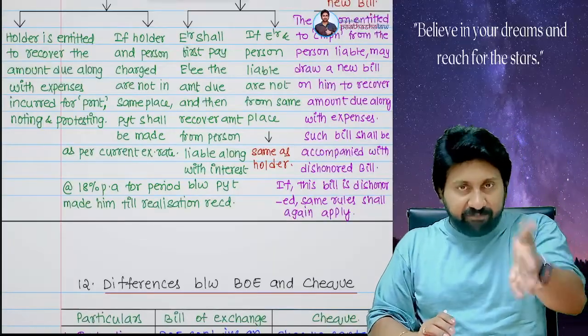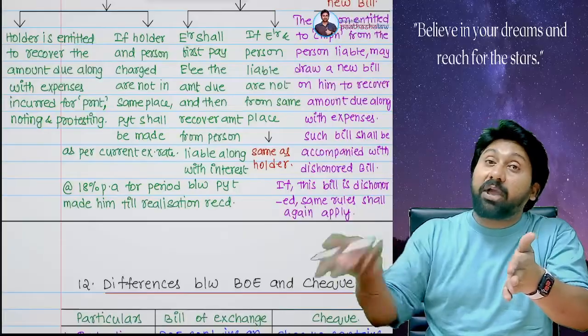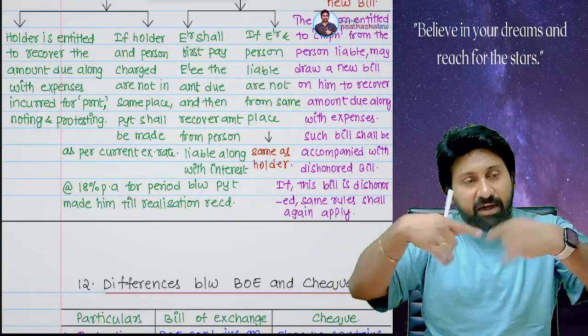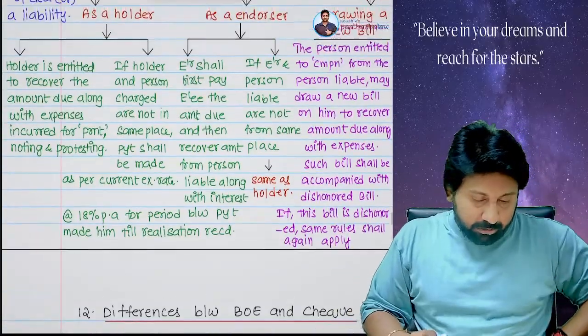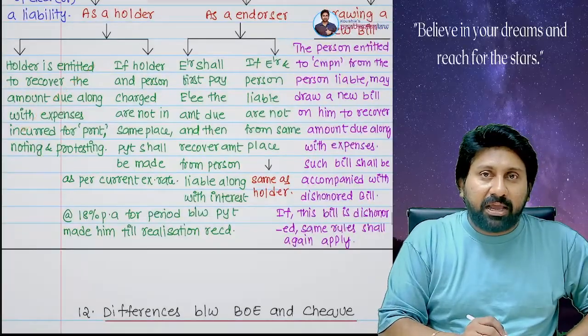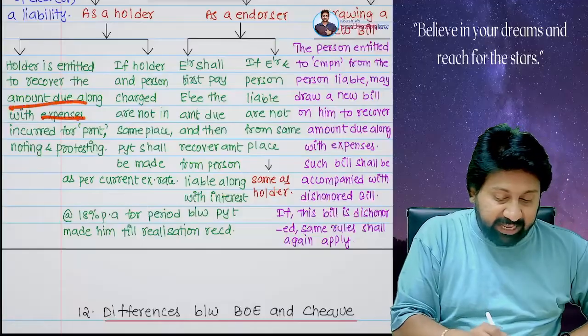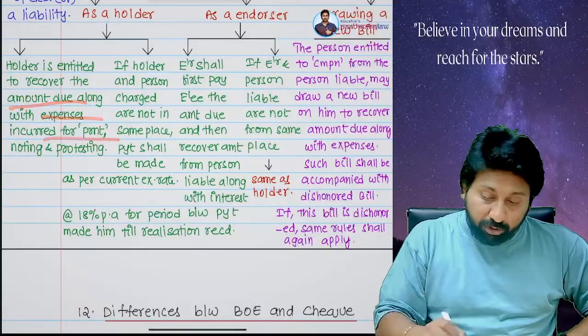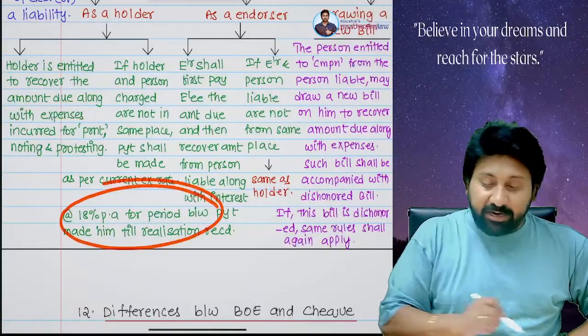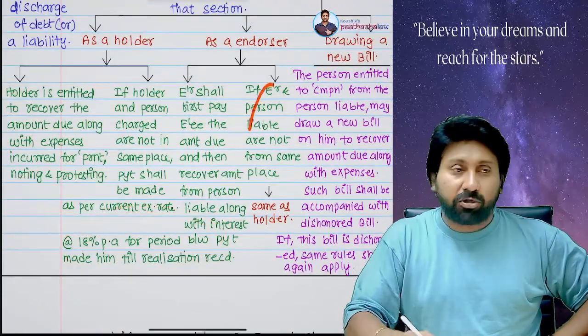Actually, on what date should you pay? On what date did you actually pay? Between this, I will ask interest also. So if you are only a holder, not being an endorsee, not being an endorser, then what will happen? Only the amount due with expenses incurred. Here, amount due, expenses incurred, along with interest. Next, both are not in the same place.